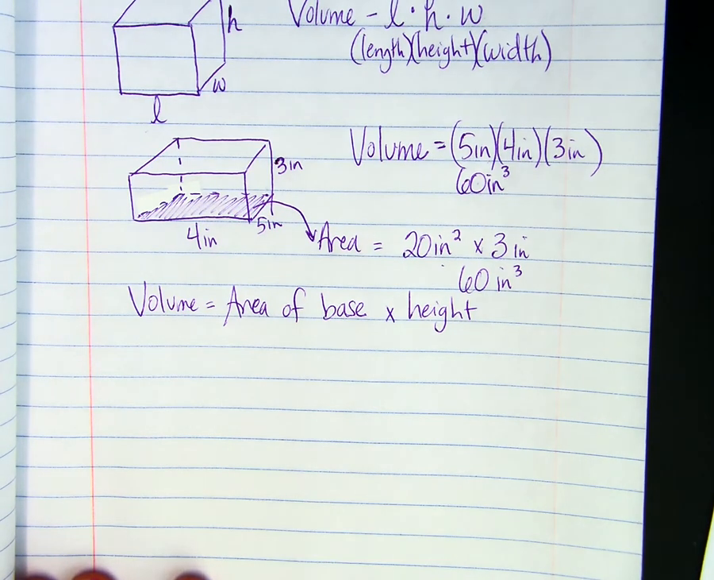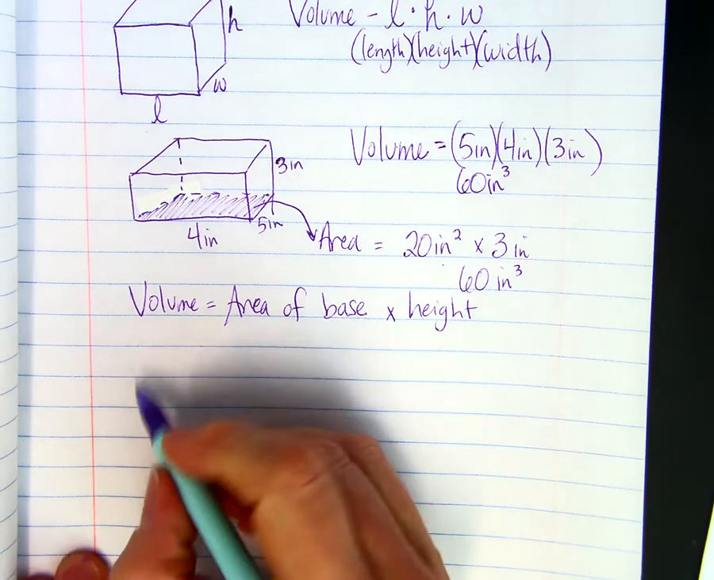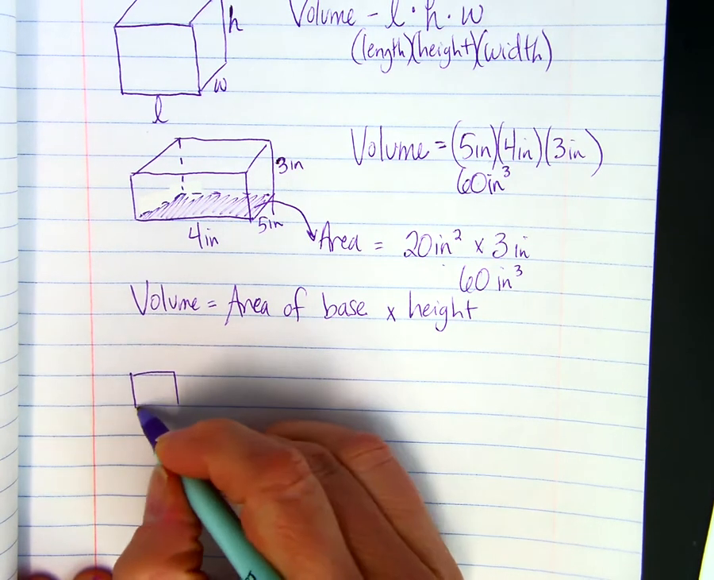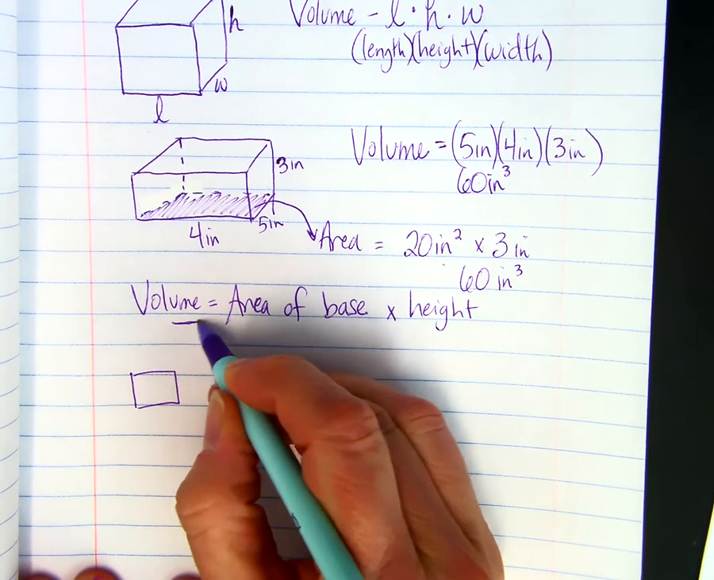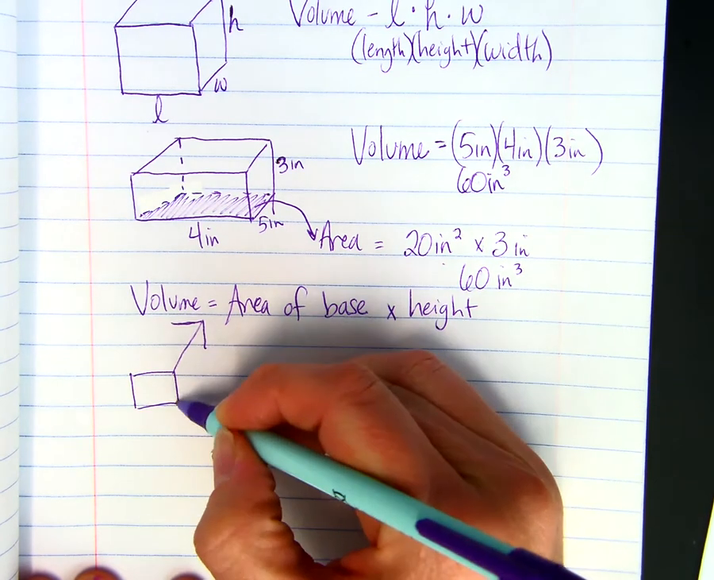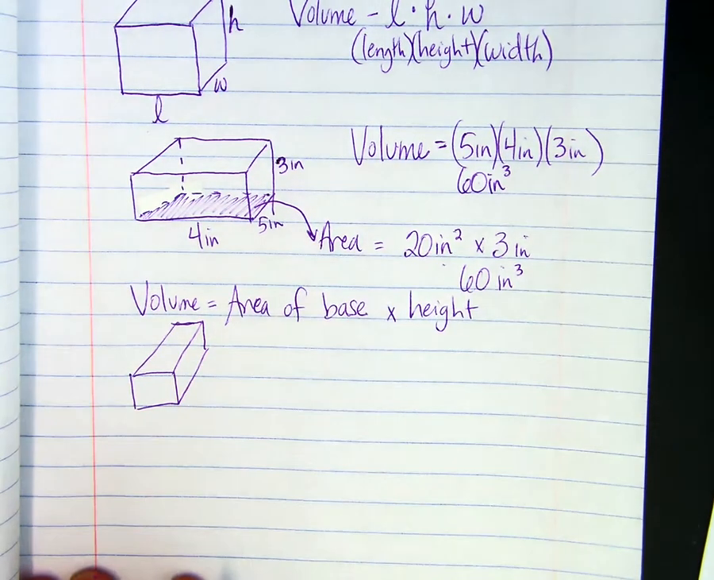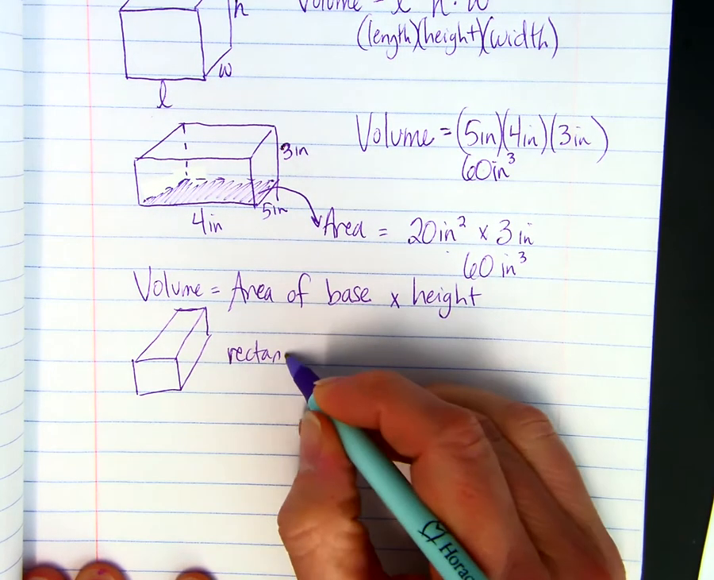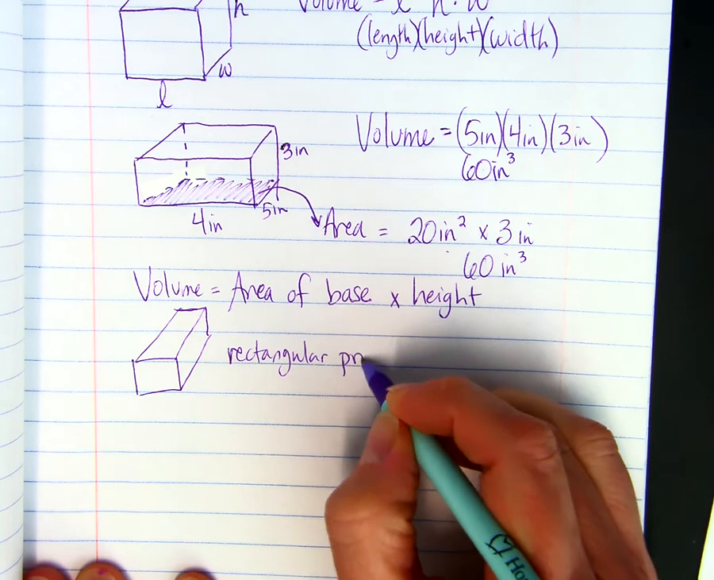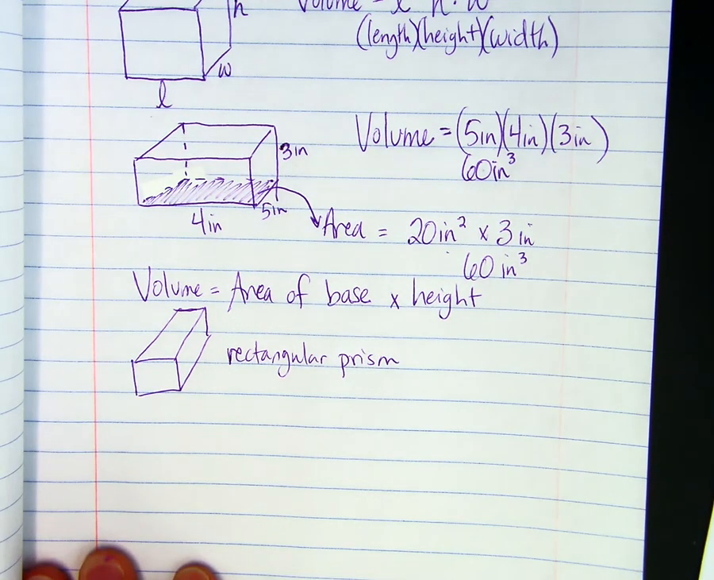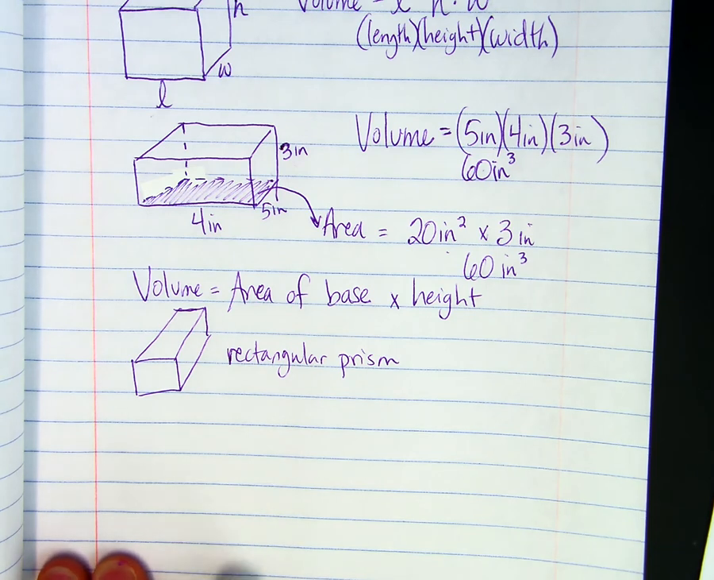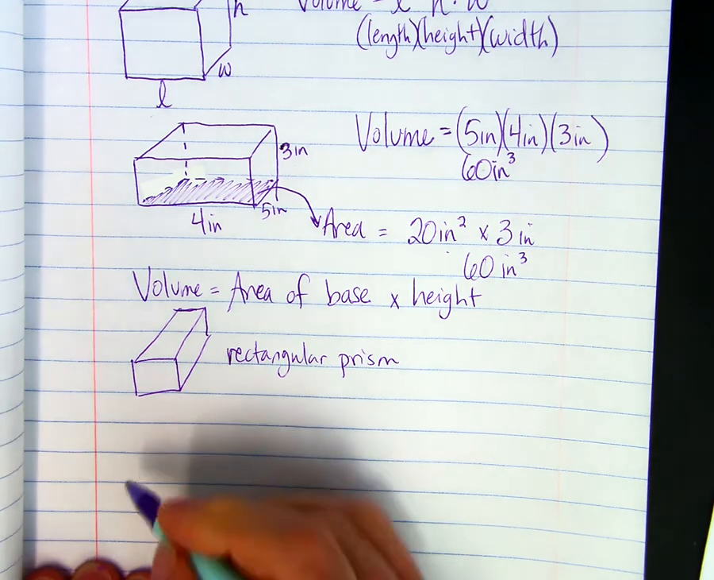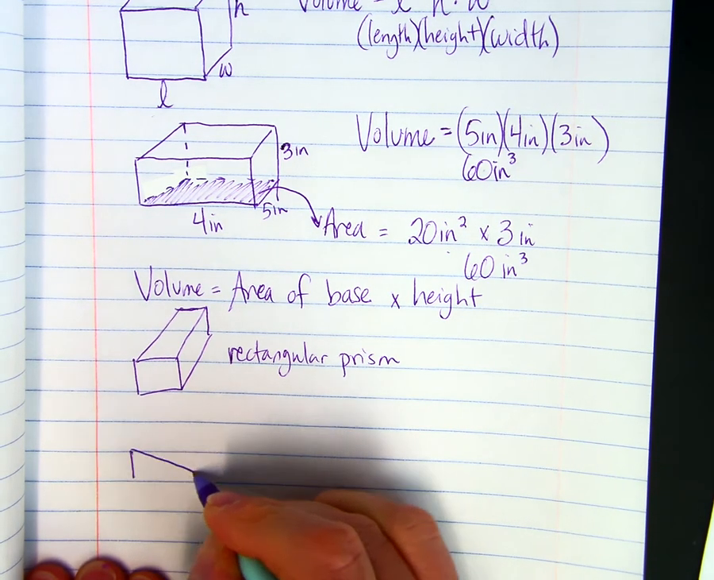So if we have a really long one, this is called a rectangular prism. If the lengths were all the same, the length, the width, and the height, it would be called a cube. And then we have a triangular prism.